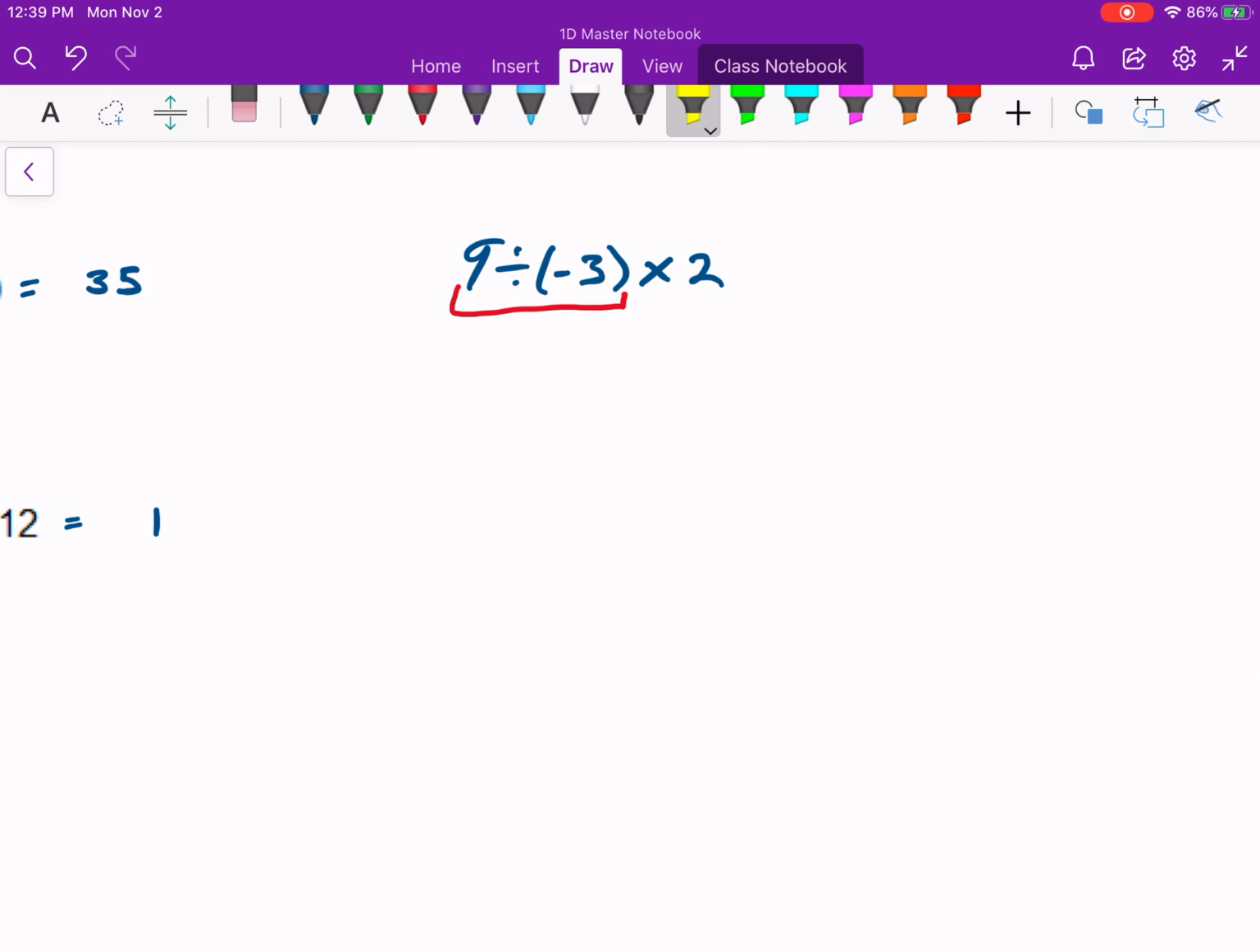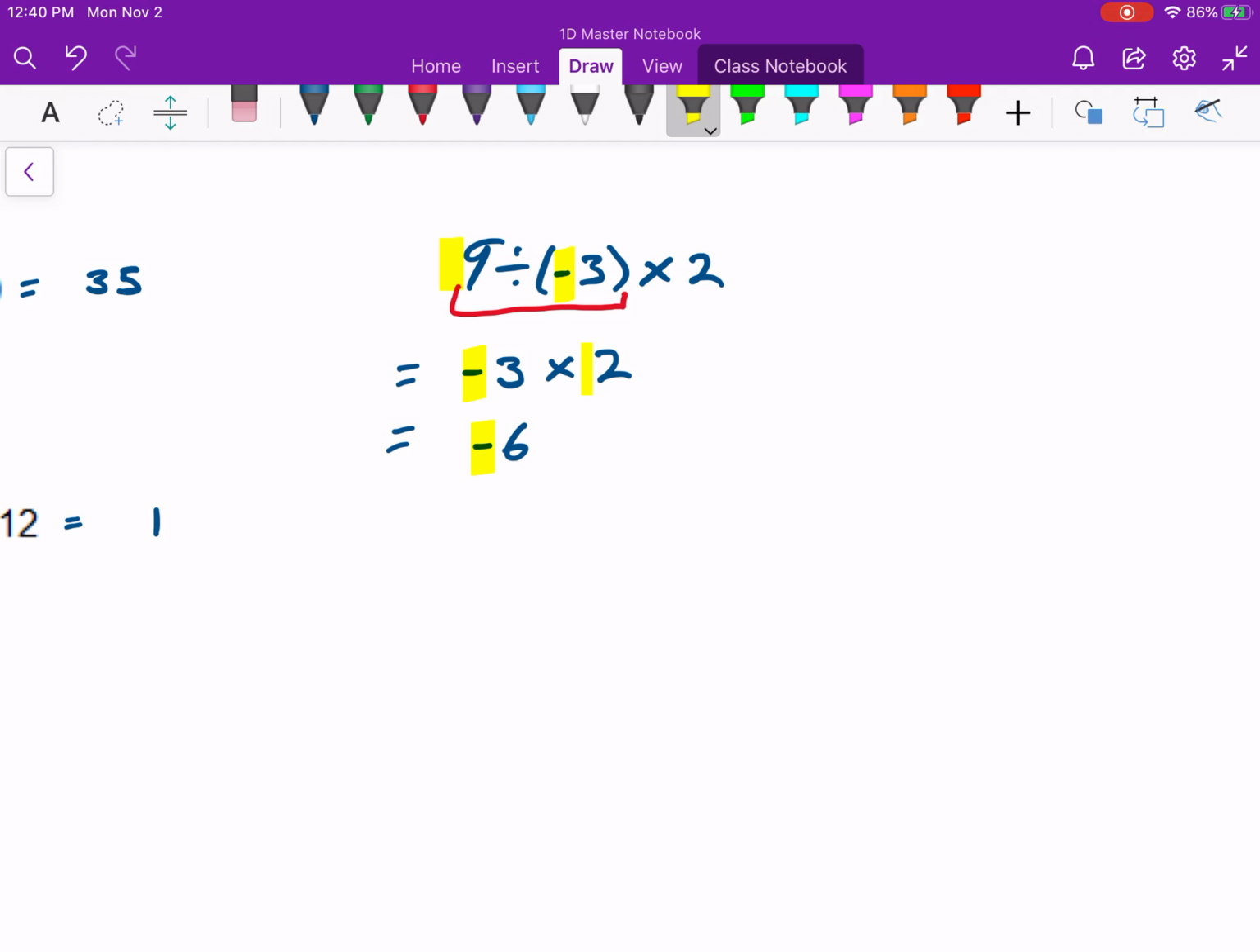When I look at that, I've got a positive 9 assumed and a negative 3. So 9 divided by 3 is 3, and positive divided by negative, two opposite signs, is negative. So it turns out to be a negative 3 there, and I still have the times 2 from before. Now I've got a negative 3 times a positive 2. 3 times 2 is 6. Negative times positive, again, is negative. So my overall answer for that one would be negative 6.